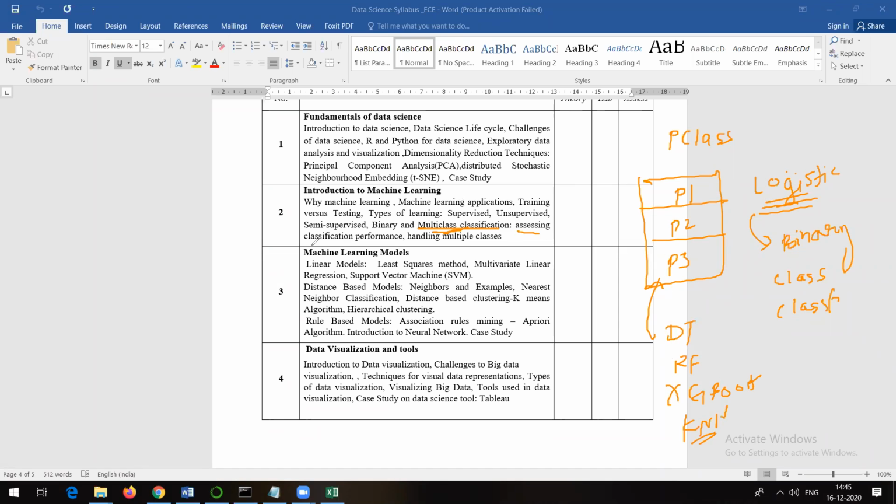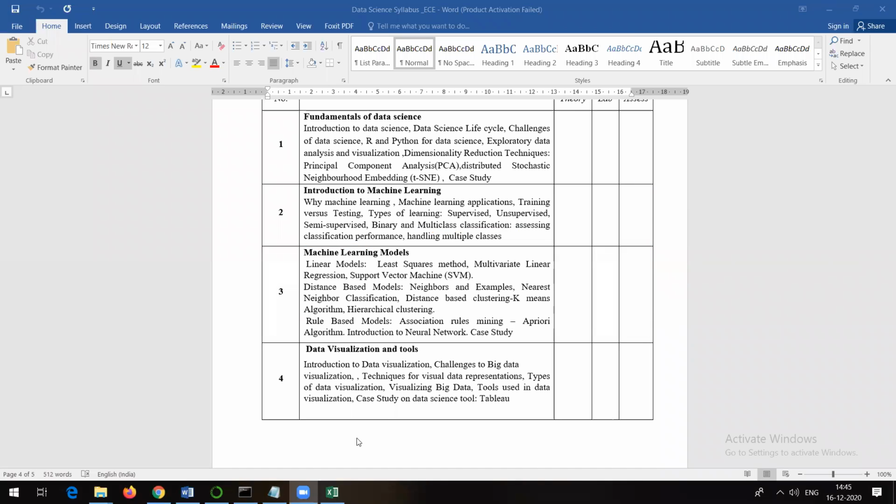Now, assessing the classification performance. To assess the classification performance, there are some metrics. Suppose you created the model, right? Your model is ready. Now you want to assess how that model has actually performed. How much is the accuracy of that model? How many correct results is it giving? That is called assessing the classification performance, or assessing the performance of your classification model.